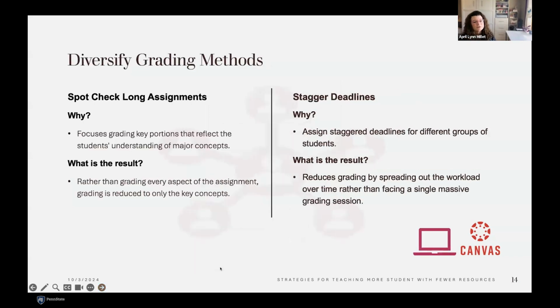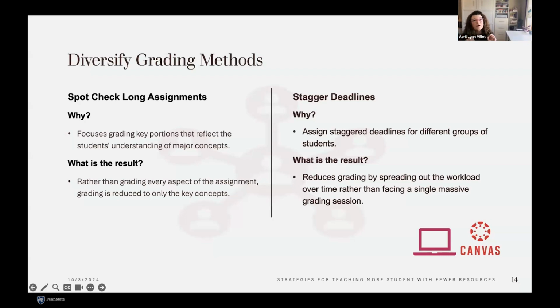All right. So the last one is diversified grading methods. This one is a little out there, and some faculty members might not feel super comfortable doing something like this. But it is a valuable way that they can actually save themselves a lot of time.